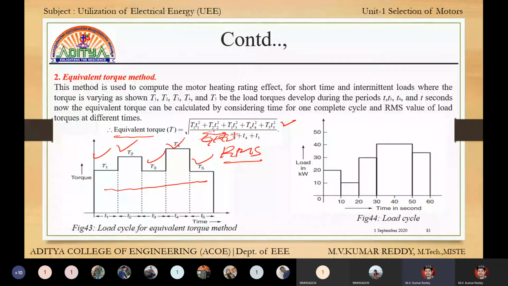Here also we calculate a root mean square value, but here the square is given for the torque. This is the square value, and this equation is used for short term and intermittent loads. This is the important formula. This is an important point: for short term and intermittent loads, this method is used.